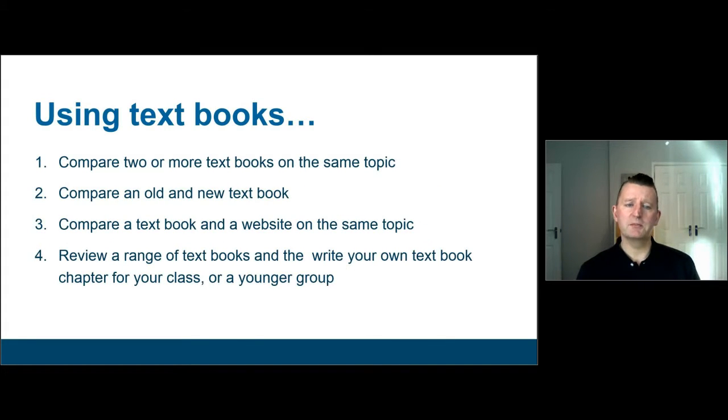We can also use textbooks in similar ways. We can compare two or more textbooks on the same topic. We can make that comparison between an old and a new textbook. We could compare textbooks and other forms of information, again, like the film, designed for different purposes, maybe designed by different organisations with different interests, but on the same topics. We can think about how those interpretations differ. And then once we've reviewed a range of textbooks, we can ask children to write their own textbook chapter, either for their class or for a younger group of children.